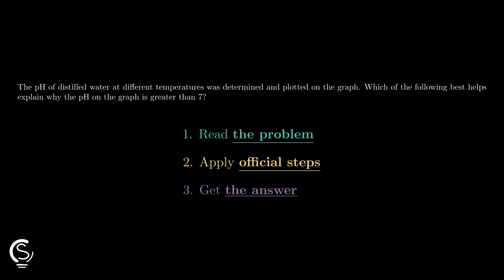Distilled water pH changes with temperature, and we need to explain why it rises above 7 on this graph. Let's solve this chemistry puzzle fast.